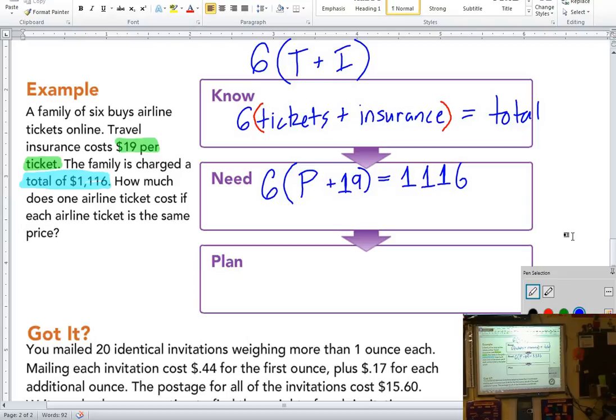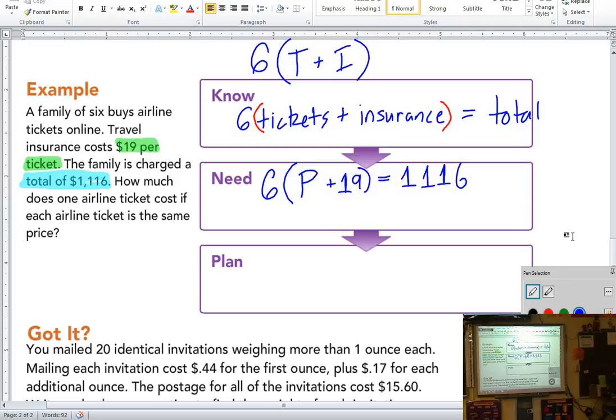So in the need, we identify we need the ticket price. We have everything but the ticket price. So then in the plan, we just execute what we're gonna do. So subtract on both sides.